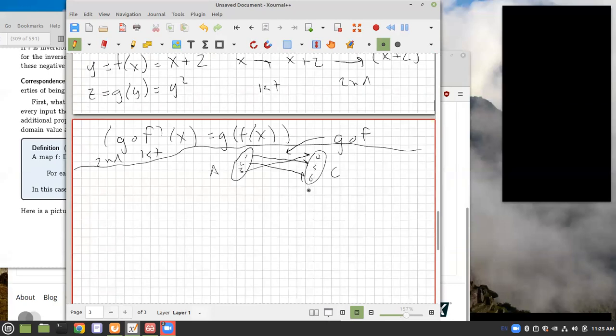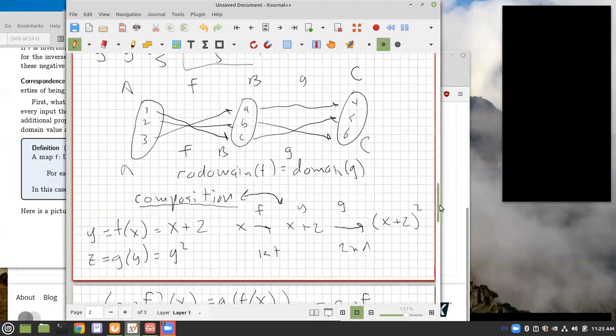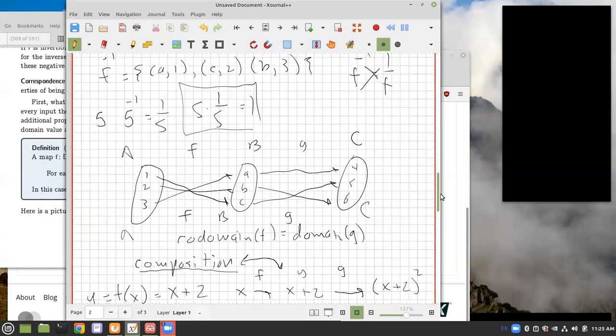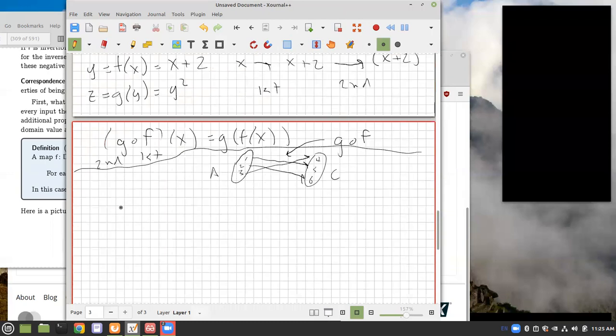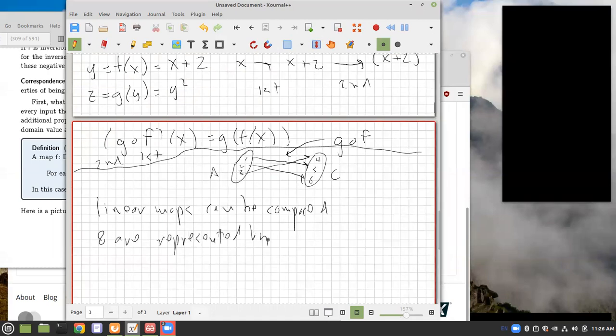Okay, well, it's gonna turn out the interest in composition is gonna be important, because when we get to it, linear maps can be composed. We haven't defined linear map yet, but they can be composed. Linear maps are maps between vector spaces, and are represented by matrices.